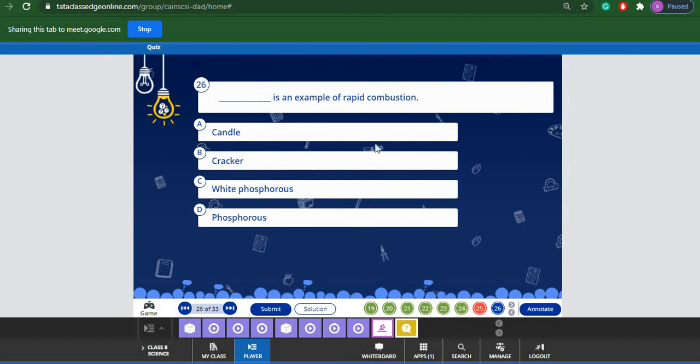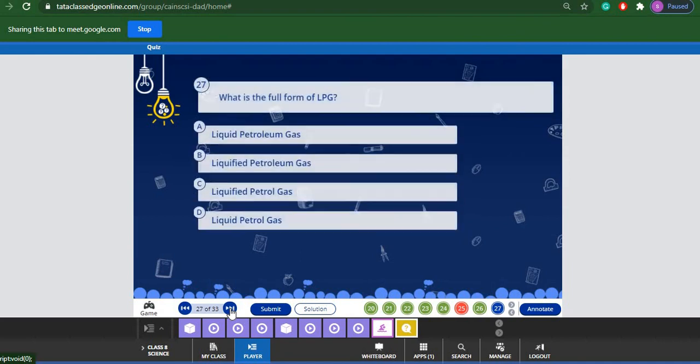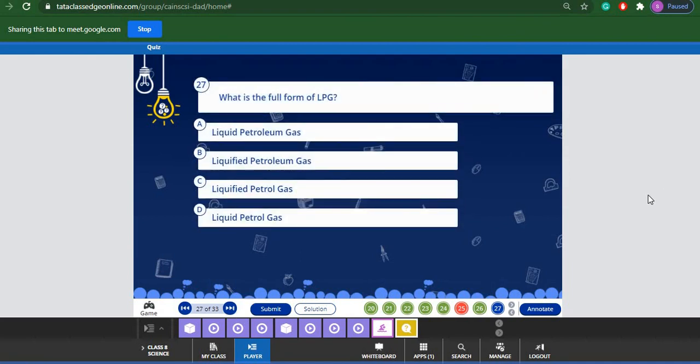Now next, you have to answer this one. Sir, A. Okay, let's check. Yes. Now this one, full form. All of you know. What is the full form of LPG? Yes? Sir, C. Sir, B. So it will be B, liquefied petroleum gas. Yes.